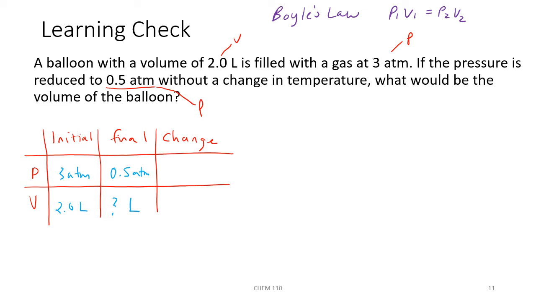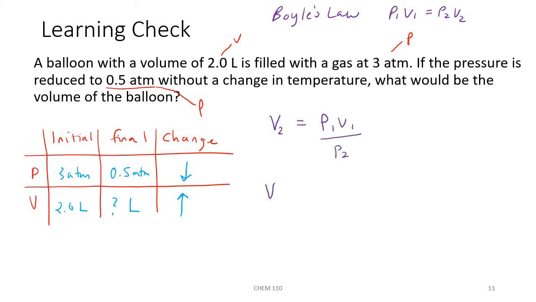We are decreasing the pressure, so that's going down. We talked about that there is an inverse relationship between pressure and volume of a gas. So if our pressure is being reduced, we should expect our final volume to be greater than 2. So let's use Boyle's law and rearrange and solve for V2. V2, or our final volume, will be equal to P1 times V1 over P2.